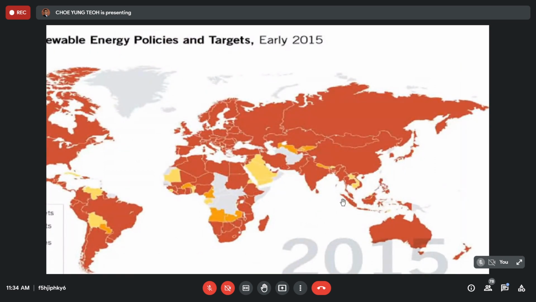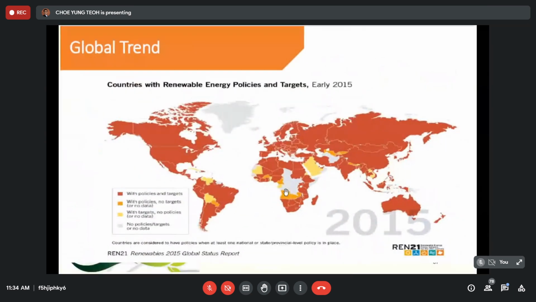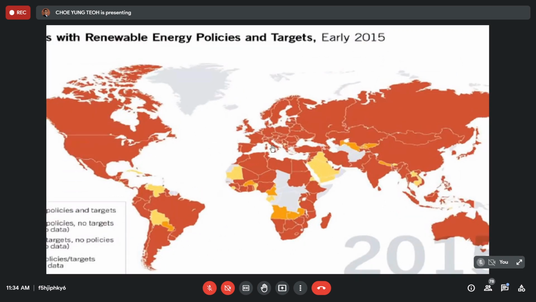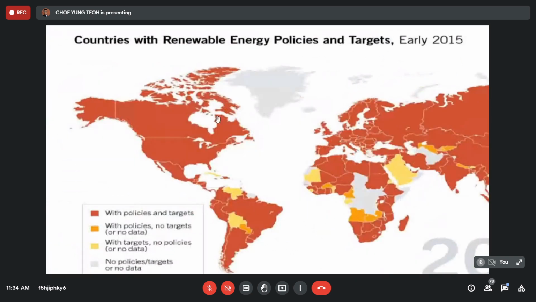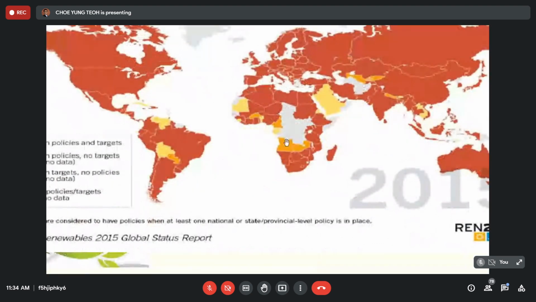Normally, only a very undeveloped country or very poor country does not have the target and policy, because they do not even have enough food. Why care about renewable energy? Then the developed countries like Europe, you can see Europe, all of them have the policy and target. North America is also the same. It means that they care about the environment. You see Africa, Africa is over here.